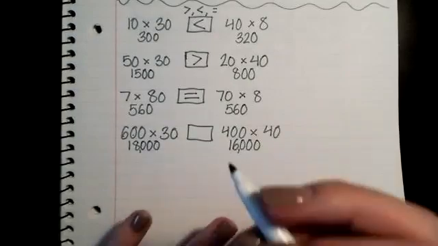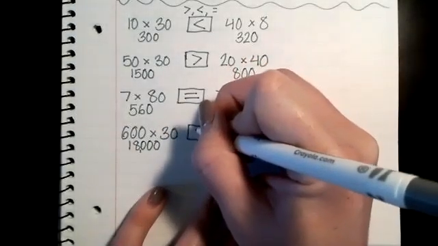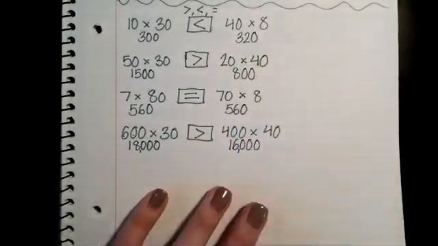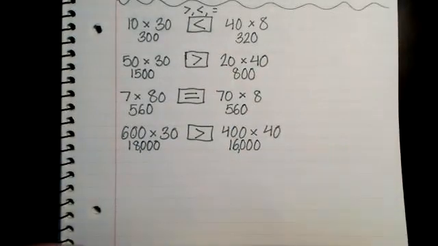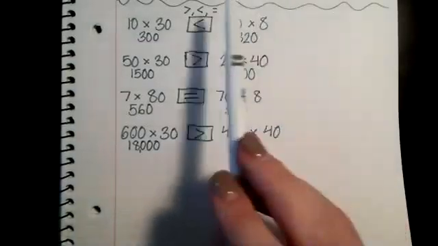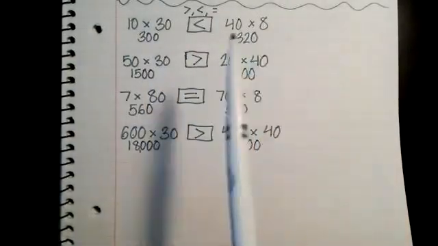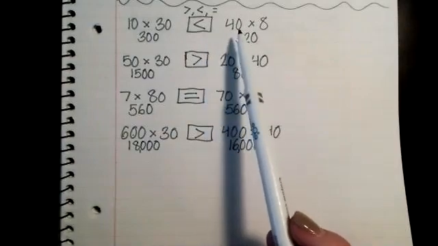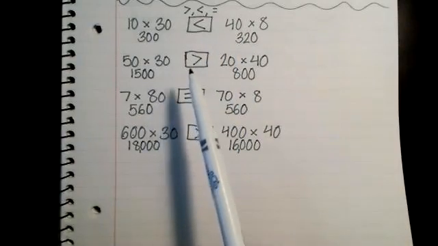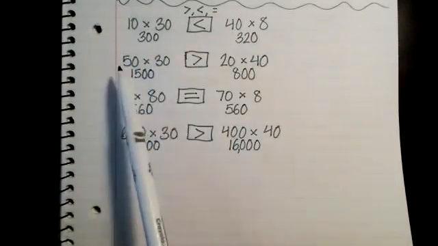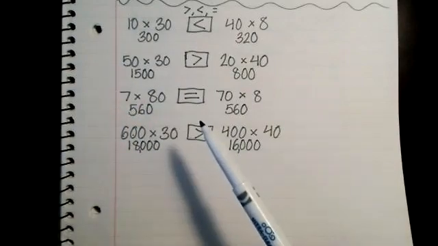All right, now I can compare them. 18,000, 16,000. Looks like 18,000 is greater than 16,000. Okay? All right, so those are some simpler problems because I was only using numbers that end with a 0. Okay, I was using those simpler ones so that we could just find those zeros and multiply them out, right?